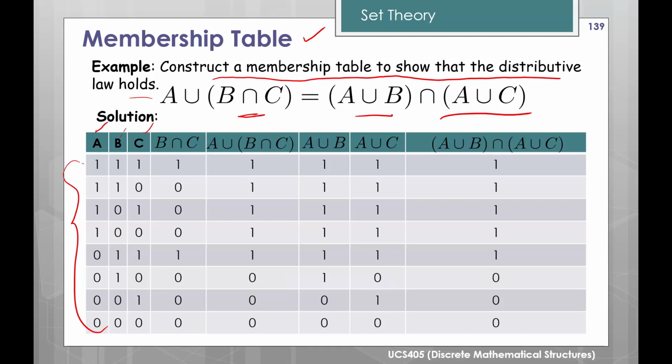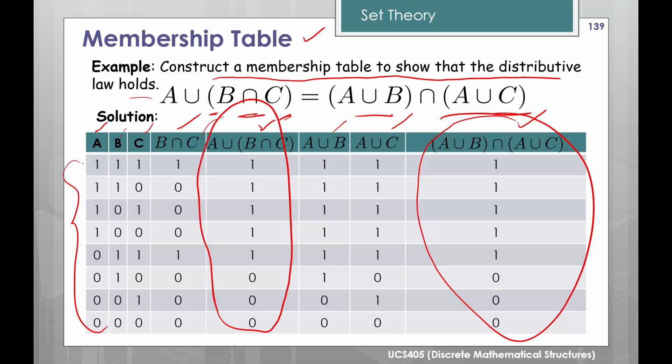Now first we will find it as per the BODMAS rule. First we have to solve the bracket, that means B intersection C. Next we will find A union (B intersection C). These are the respective answers. Next A union B, next A union C. After that we will find the final answer. Now see this and this. Are both equal? Yes, it is very much true. So that is all about the membership table.